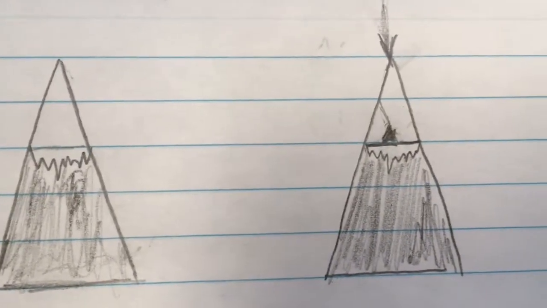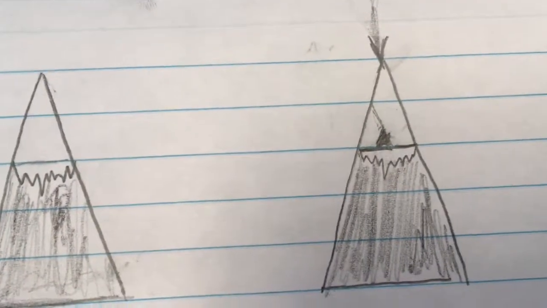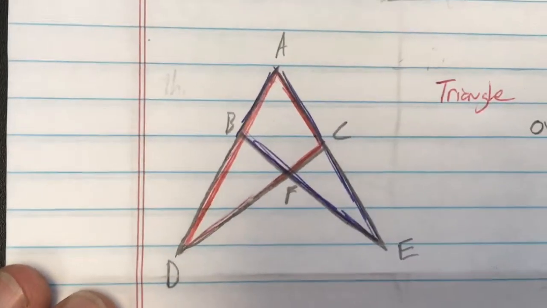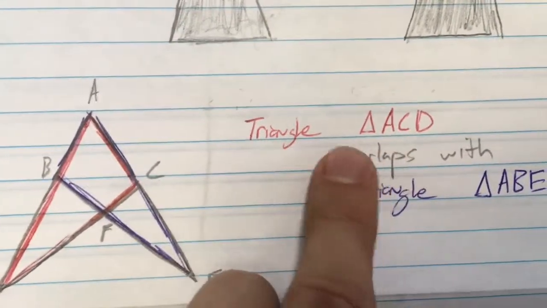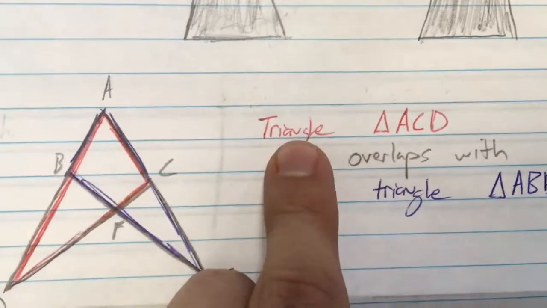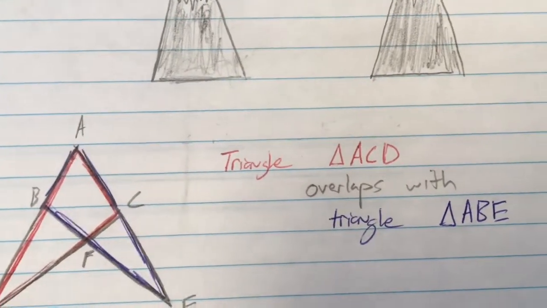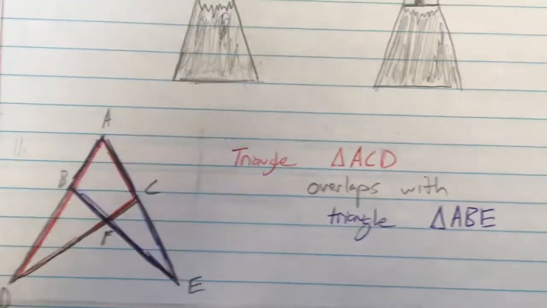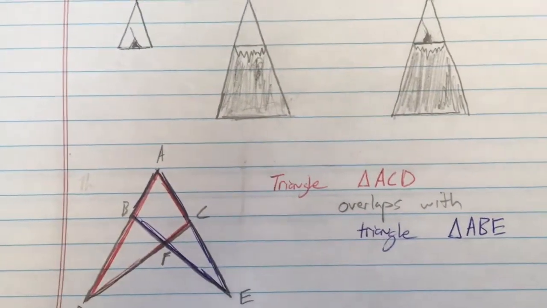The triangle overlaps with the mountain. It doesn't always have to totally overlap. So I've got another picture right here. You'll see triangle ACD overlaps with triangle ABE, and we could write it like that. When I wrote triangle here, it's somewhat redundant. You don't have to really say triangle, because it would be read triangle, triangle ACD. It's kind of like saying ATM machine, automatic teller machine, because that's what it stands for.